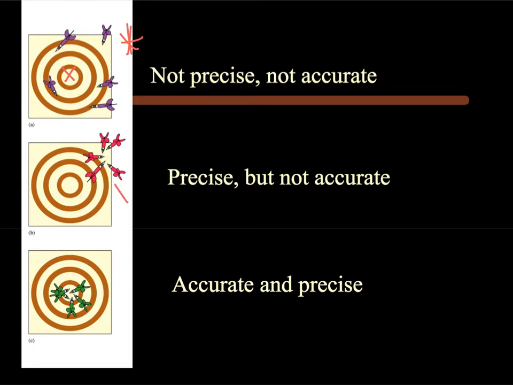Now let's take a look at the middle one here. Okay, still did not hit the bullseye. So this person is not accurate. But if you look at the location of their darts, they're pretty consistent every time. So this person is precise. All right, so precise but not accurate. Let's take a look at the third one here. Hit the bullseye. So this person is accurate, consistent every time also. So not only accurate but also precise.